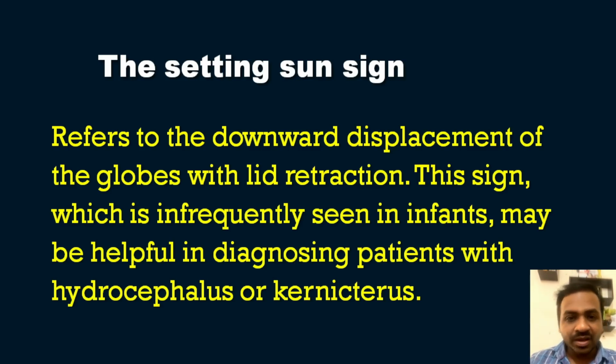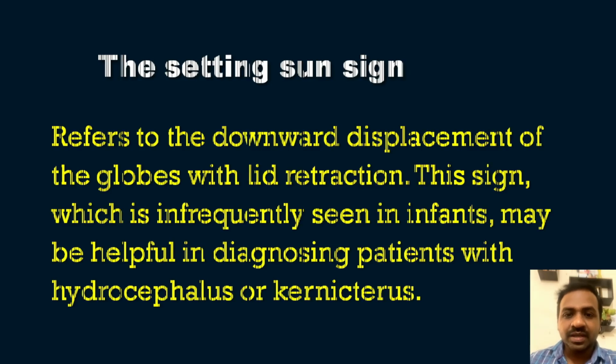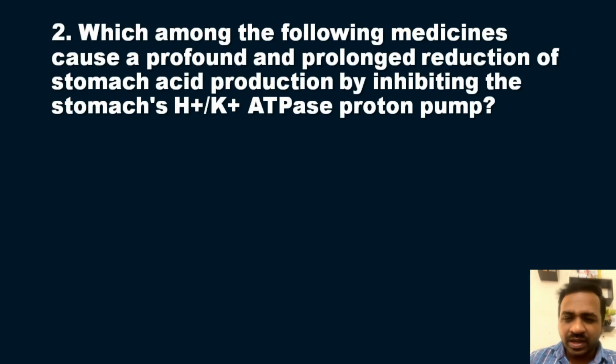Okay, so we will move on to the next question in our series, that is the second question on the screen right now. So it's a very simple question, but it's slightly confusing. So which among the following medicines cause a profound and prolonged reduction of stomach acid production by inhibiting the stomach's H+/K+ ATPase proton pump?